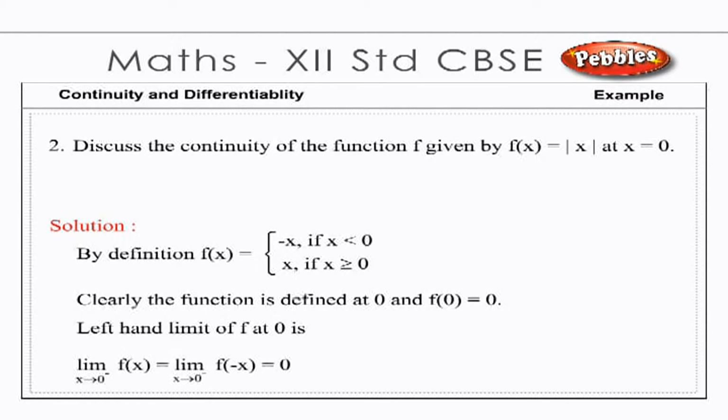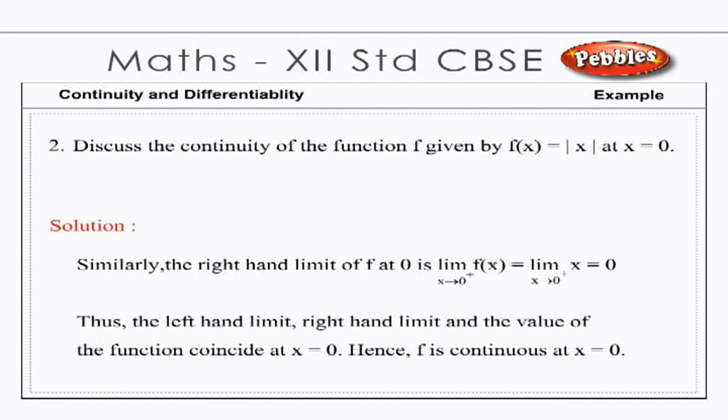The left hand limit of f at 0 is limit x tends to 0 of f of x, equal to limit x tends to 0 of minus x, equal to 0. Similarly, the right hand limit of f at 0 is limit x tends to 0 of f of x, equal to limit x tends to 0 of x, equal to 0. Thus, the left hand limit, right hand limit and the value of the function coincide at x equal to 0. Hence, f is continuous at x equal to 0.